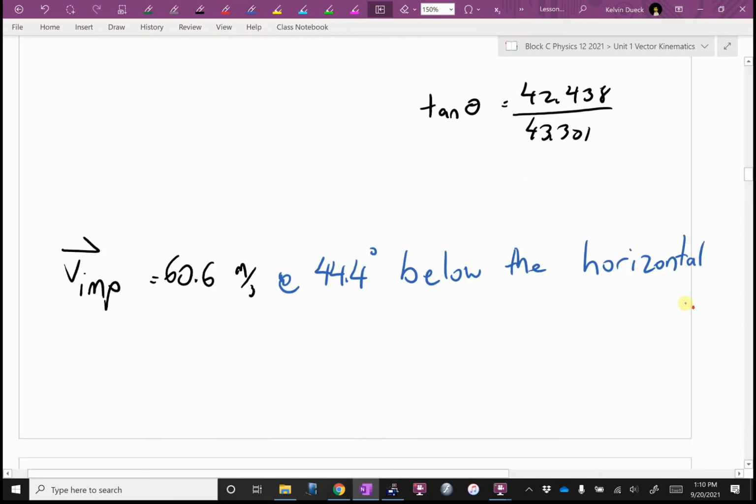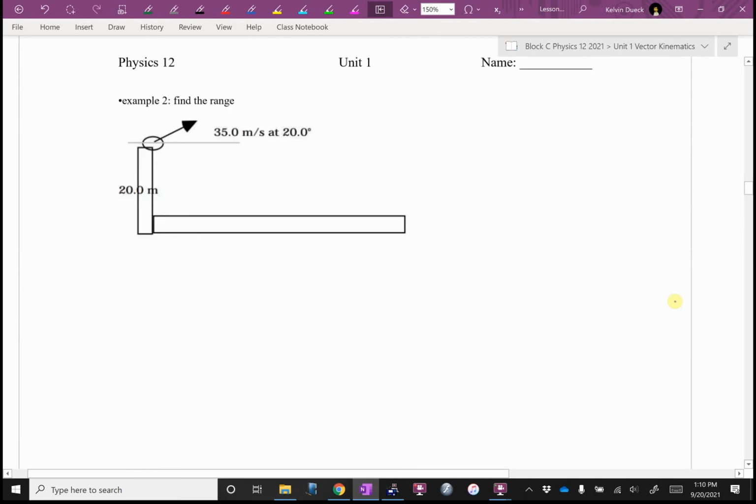Let's do another one. What does example 2 want me to find? Is there a cliff? Are we launched at an angle? Okay. I'm going to do my t-table. That's horizontal, that's vertical. Logan, what are the two things I can write?